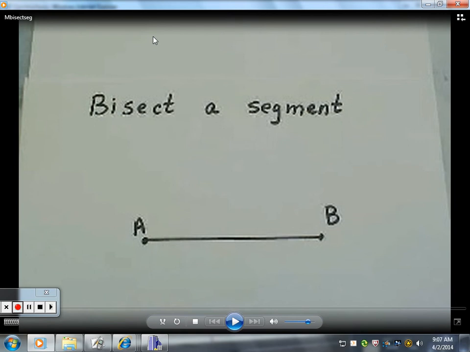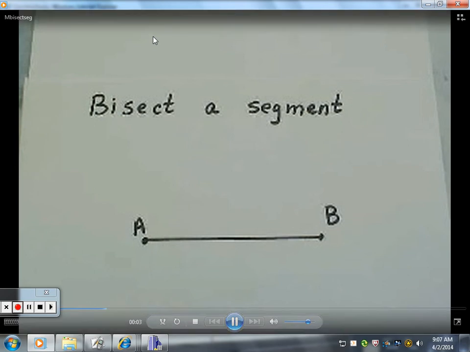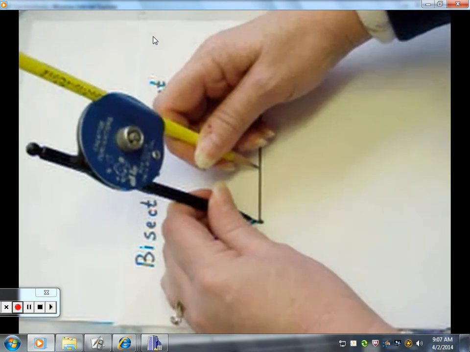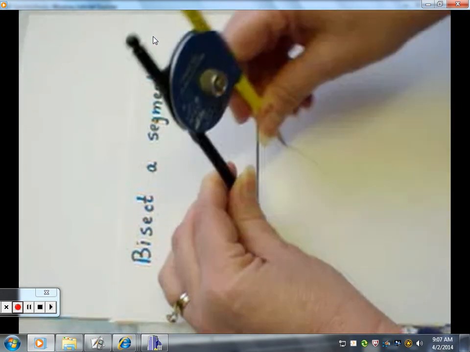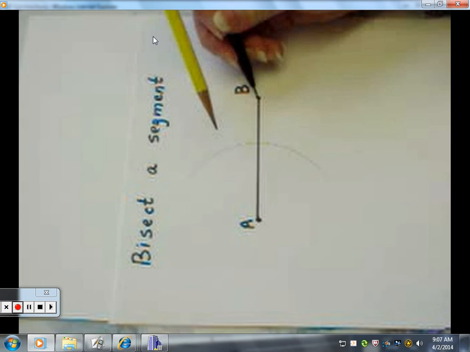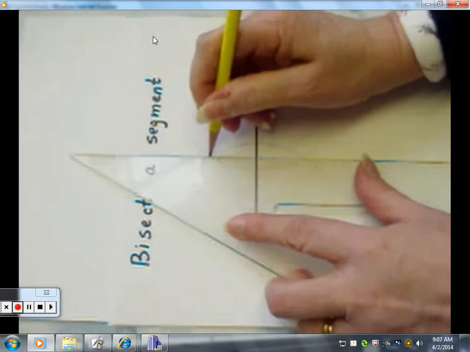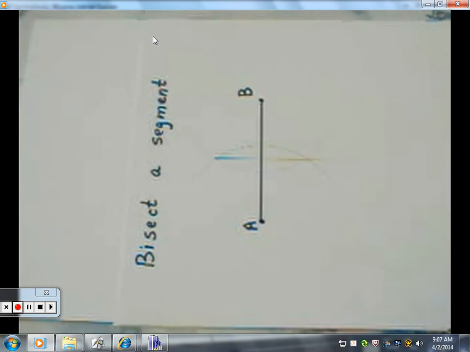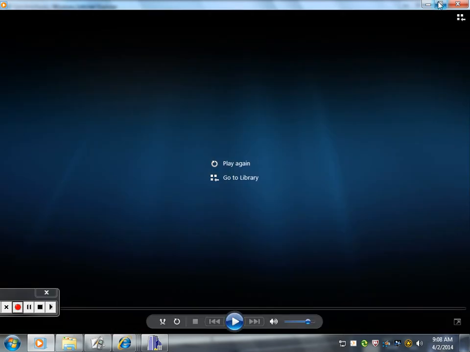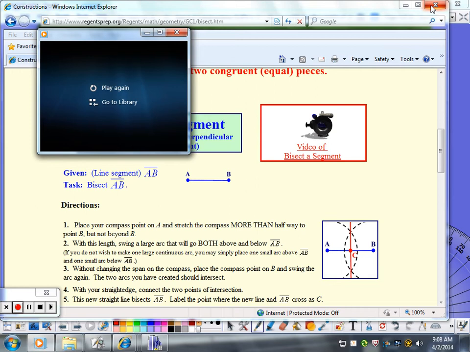And here we go. This is the construction for bisect a line segment. Stretch your compass more than halfway across the segment and make an arc of equal size from each end of the segment. Connect the points of intersection and you are finished. These are nice little videos. They're just like 2 seconds. They kind of go through the steps, so just in case you have difficulty with these little tools, you can see it again.